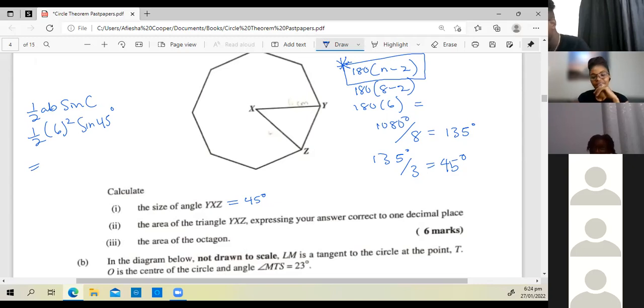12.7. How much is sine 45? I think I need to get my calculator. How much is sine 45? 0.71. Okay, and by 6 squared by a half. 18. And multiply it by 2. Hold on, let me go get my calculator.